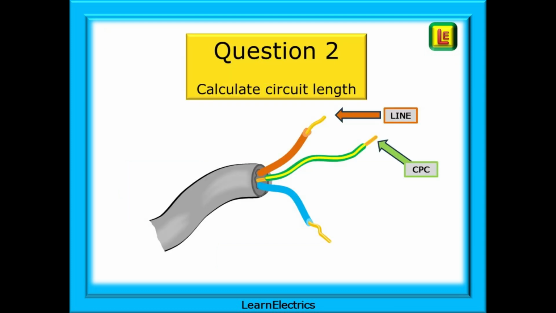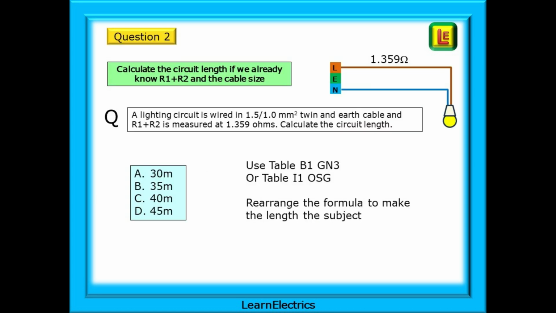Question 2 is also about resistances, but this time we will work the question backwards. We are still only interested in the line and CPC conductors. The question tells us that a lighting circuit is wired in 1.5 by 1 square millimeter twin and earth cable, and that R1 plus R2 is measured at 1.359 ohms. We must calculate the circuit length.